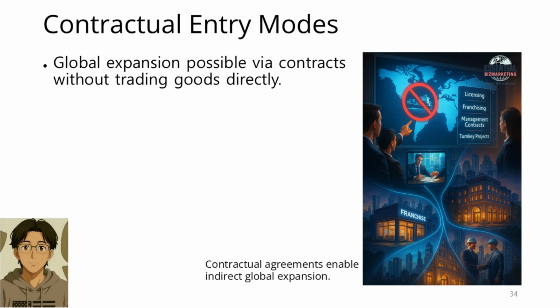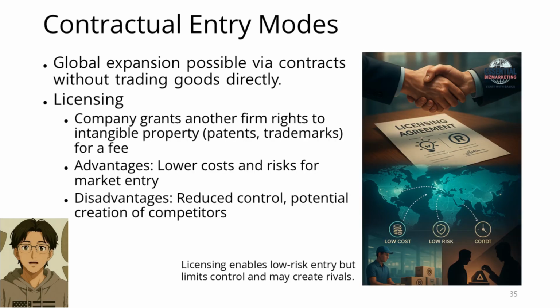Now, let's explore contractual entry modes. These allow global expansion without directly trading goods. They include licensing, franchising, management contracts, and turnkey projects. Licensing lets a company grant another firm rights to use patents or trademarks for a fee. It lowers costs and risks, but reduces control and may create future competitors.